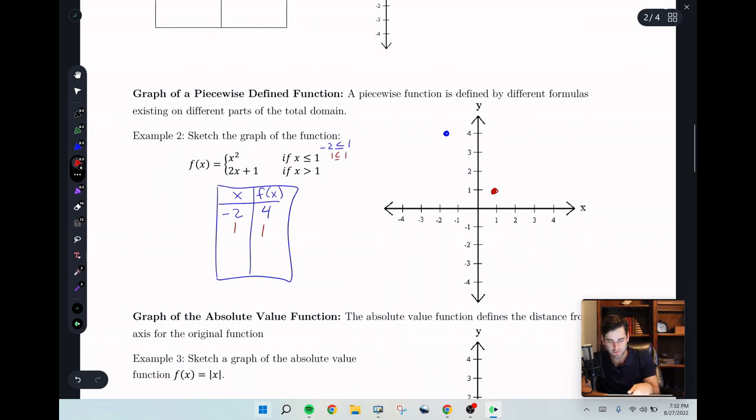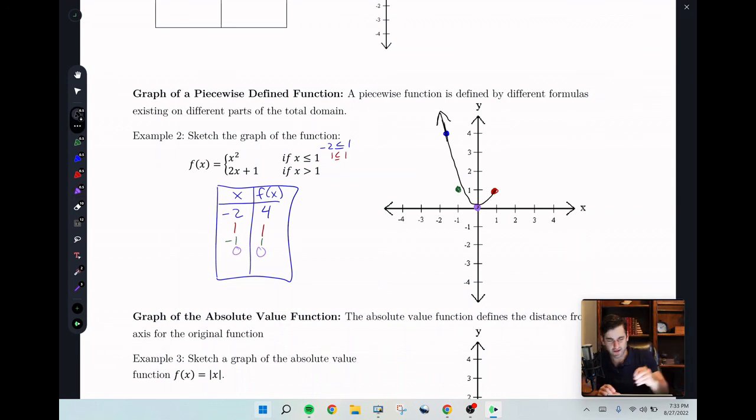Negative 1, I'll do this one in green. Negative 1 yields 1. Put that over there. Purple. 0 yields 0. Put that there. Now I'm drawing my line. And I've got a sweet little parabola that we literally just graphed a second ago. And it goes on forever up.